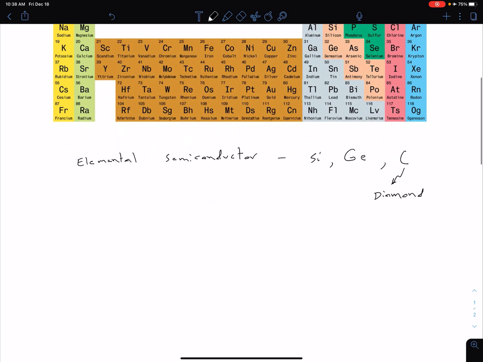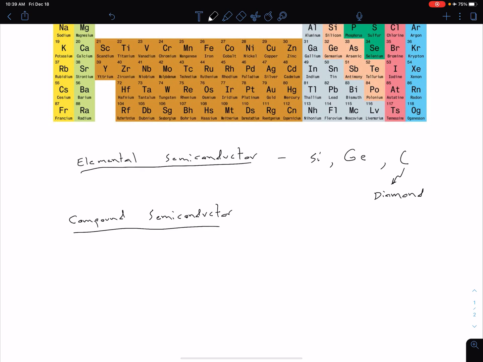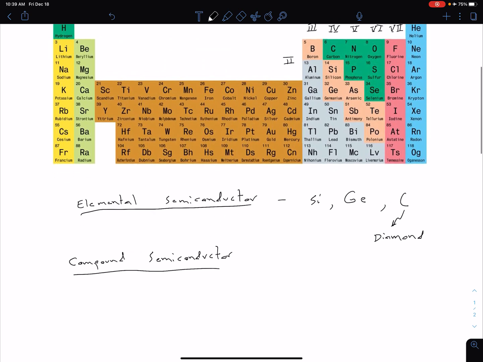So the dual of our elemental semiconductor is a compound semiconductor. With a compound semiconductor, we're taking more than one element and combining them to make our semiconductor material. There are pros and cons of both of these. We're not going to get into compound semiconductors or the advantages and disadvantages, but just to give you a couple of examples, we can have two elements both from this group 4. For example, we could have carbon and silicon. That's a pretty common one. That's silicon carbide, SiC.